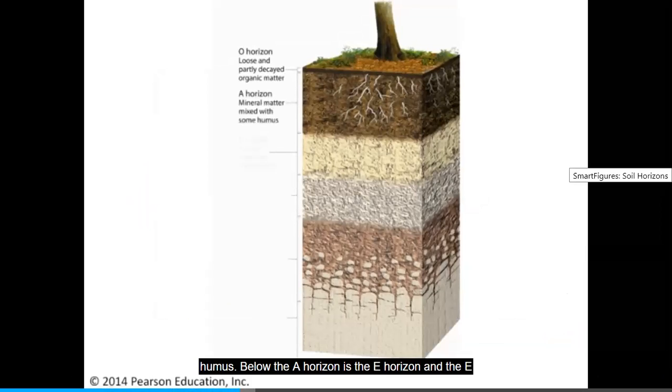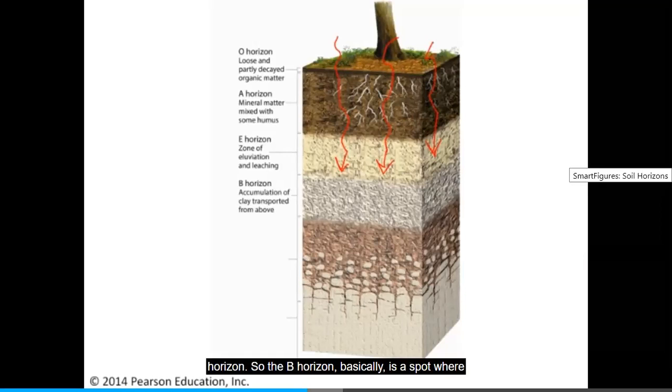Below the A horizon is the E horizon. The E horizon basically forms when rainwater percolates down through the soil and it leaches out material from the mineral matter in the A horizon and the E horizon. Basically, it's dissolving away material and then carrying it down through the soil profile as it percolates in. Some of that material ends up accumulating at the B horizon. So the B horizon basically is a spot where there's accumulation of clay that's been transported in from above. So some of the clay that you find in the B horizon didn't start off there. It was transported in from, say, the E horizon or the A.